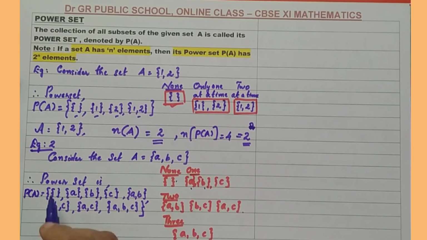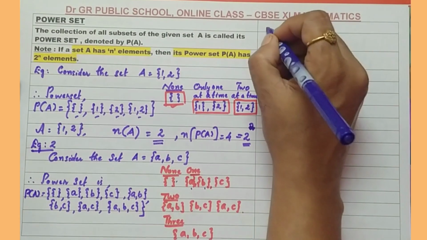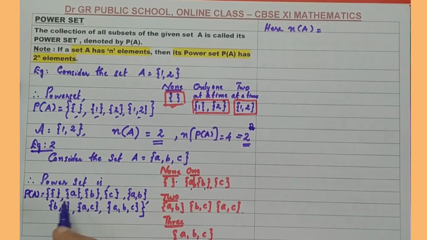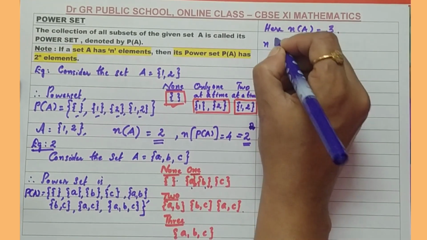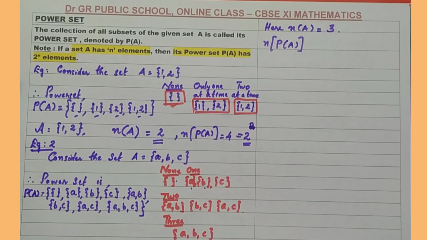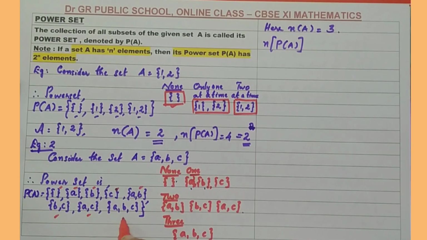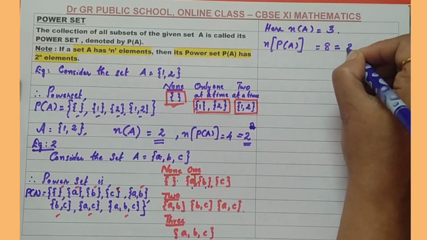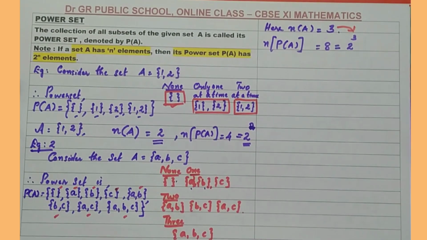Now, how many elements are there in the given set A, or what is the cardinal number of the set A, n of A? 1, 2, 3, 3 elements. How many elements are there in the power set of A? What is the cardinal number of the power set of A? We can check 1, 2, 3, 4, 5, 6, 7, 8. 8 elements are there in the power set of A. This 8 means 2 raised to 3. What is this 3? 3 is actually the cardinal number of the set A.